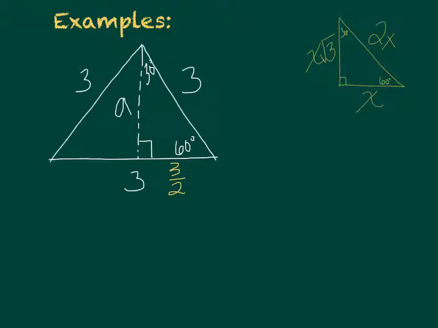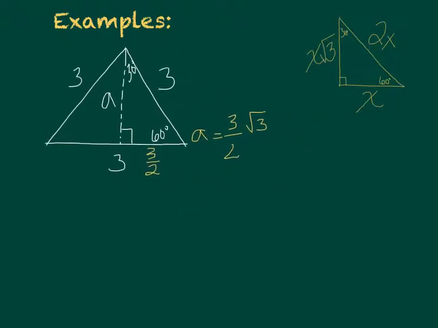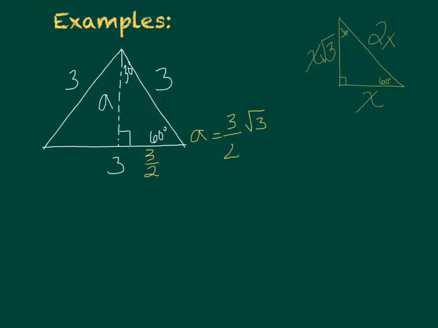Now let's apply the properties of special right triangles. In a 30-60-90 right triangle, the short leg multiplied by radical 3 is equal to the long leg. Now, some of you might still need a little bit more information, so I'm actually going to show you how we can do this by using the Pythagorean theorem as well.